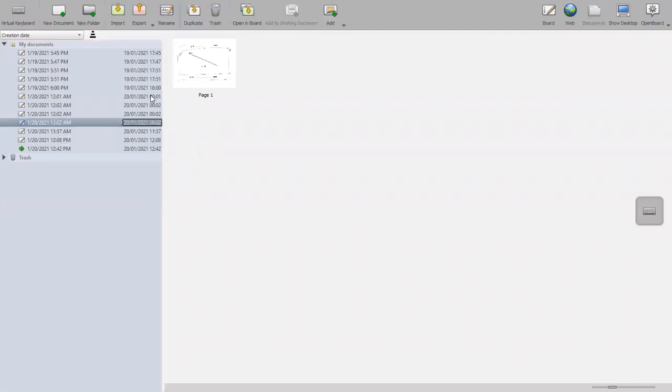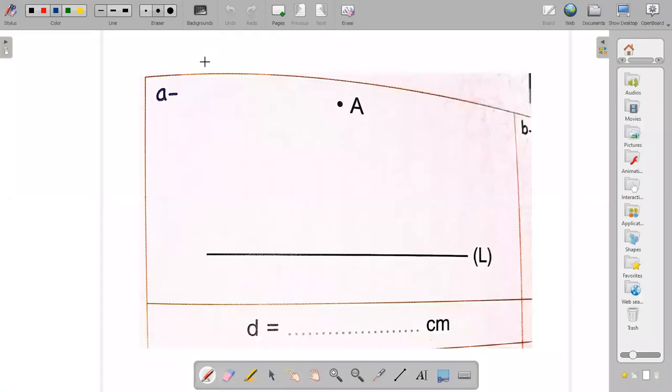How do we draw a perpendicular line using a set square ruler? This is part A, page 35. Please open your math book and practice how to use a set square in order to draw a perpendicular line.